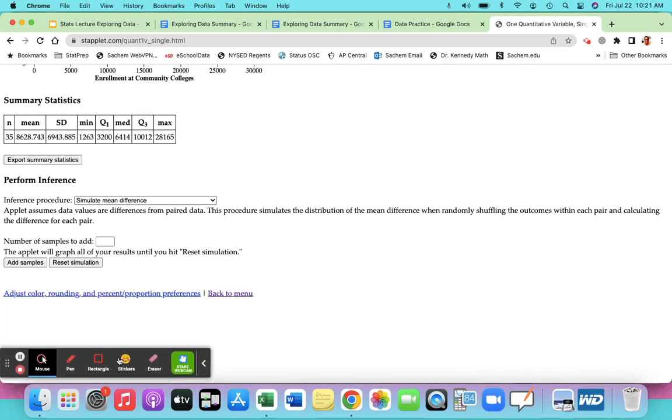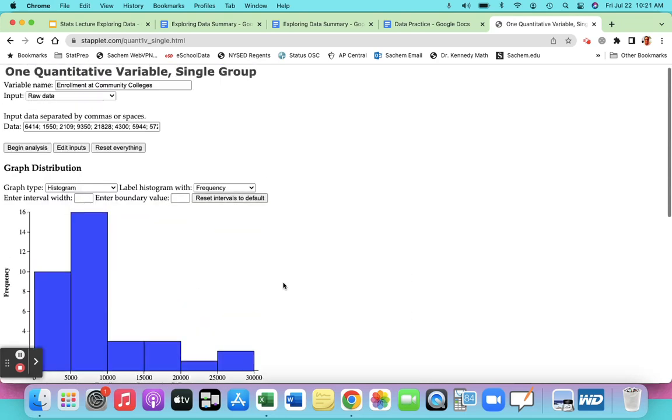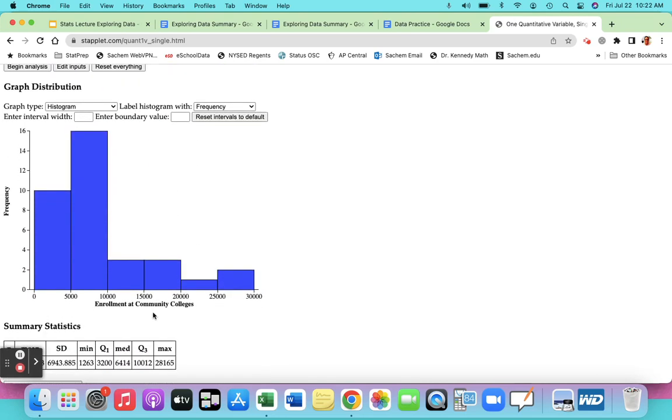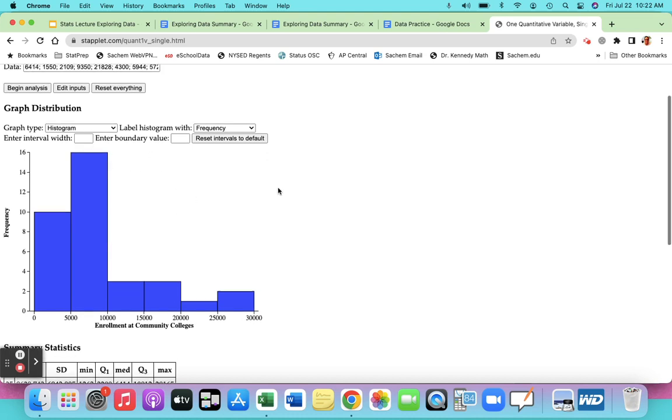All right. Great. So yours should look something like this. This is probably what it looks like. So here's a histogram: enrollment at community colleges. From 0 to 5,000, you've got 10 community colleges that enroll between 0 and 5,000. You've got 16 community colleges between 5,000 and 10,000. You can see the height of the bar is the frequency. And this is ready to go. Just in a few clicks, just by pasting the numbers and choosing histogram, this is ready to go.